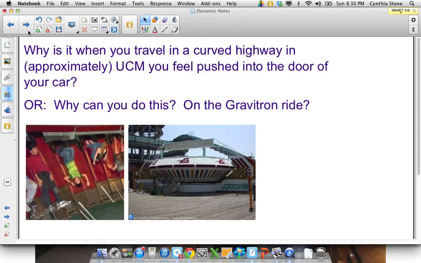Okay. Last little bit that I want to talk about. This is a long note. But why is it that when you travel on a curved highway in circular motion, you feel pushed into the door? Or, why is it that when you're on the Graviton, you've been on this ride here.